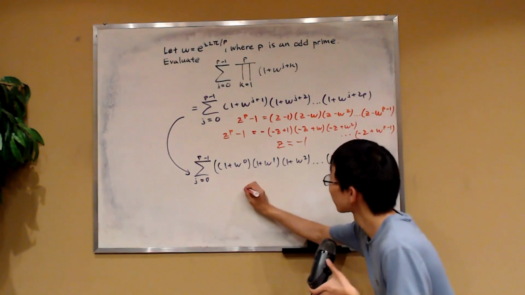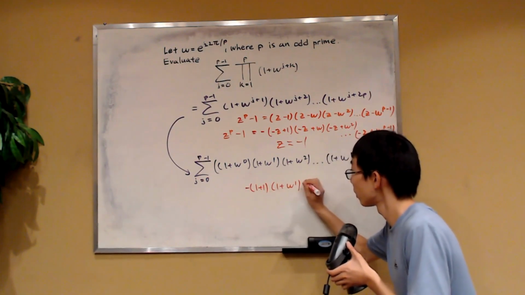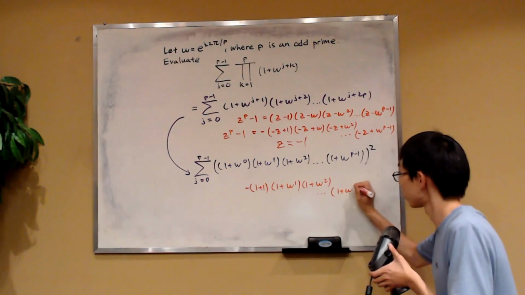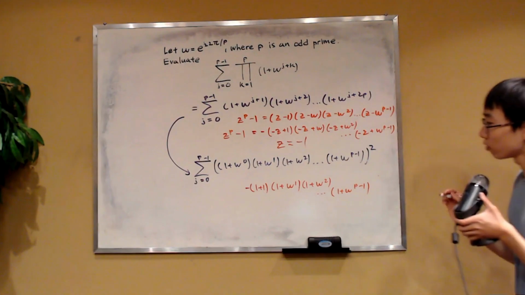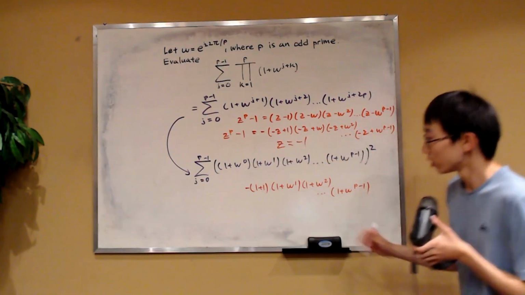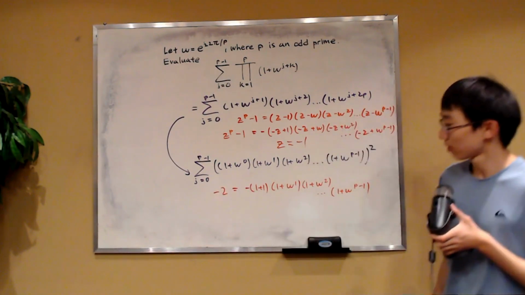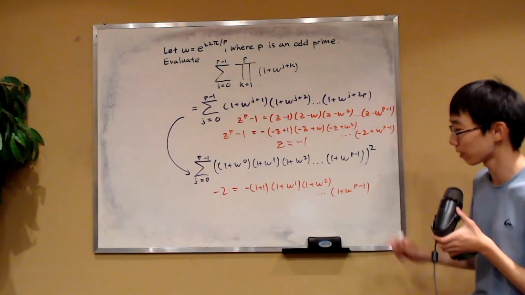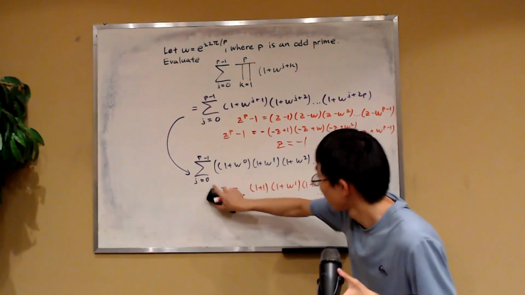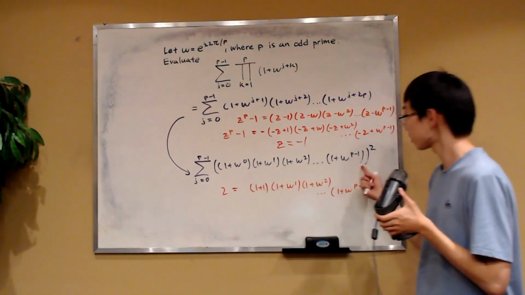This product becomes negative of (1 + 1)(1 + ω^1)(1 + ω^2), all the way to (1 + ω^(p-1)). And notice that we can use this expression to evaluate when z is negative 1. So this is equal to negative 1 minus 1, negative 2. And there we have it. We just have to multiply both sides by negative 1 to get rid of that negative sign. And there we have it. This product is equal to 2.